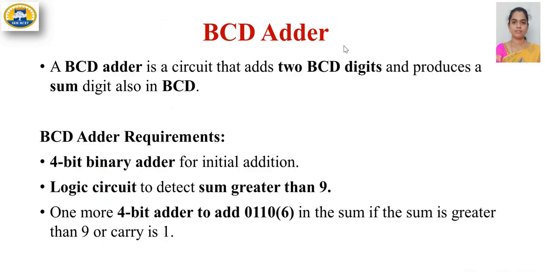A decimal adder is nothing but a BCD adder. A BCD adder is a circuit that adds two BCD digits and produces a sum that is also in BCD. The requirements for a BCD adder are: initially it needs a 4-bit binary adder. To check whether the sum is greater than 9, it needs a logic circuit. And next, if the sum is greater than 9 or the carry is 1, it needs one more 4-bit adder to add 6 to that sum.